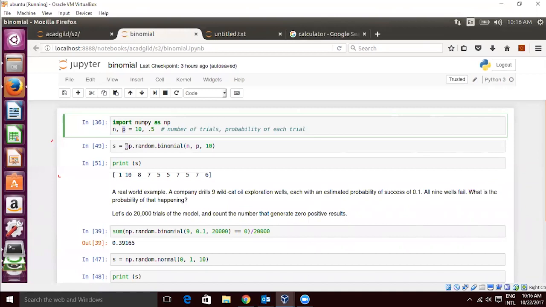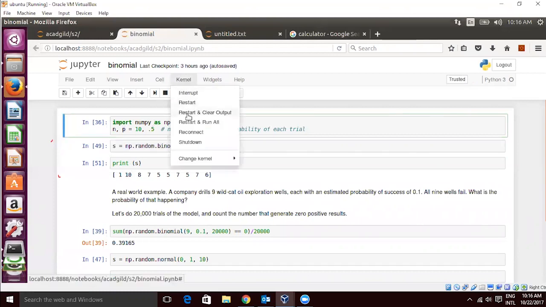Now I call NumPy's random binomial distribution. I say this is my number of trials, this is my probability, and I just want to get 10 samples from it. Then I print this. I'll just run this again. So let me restart the kernel.